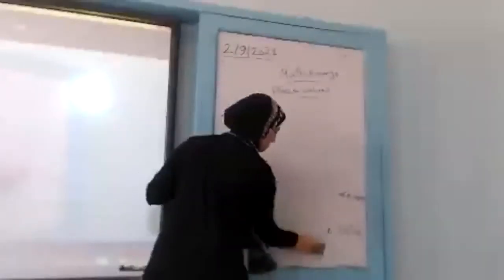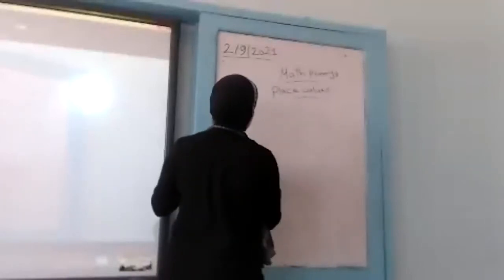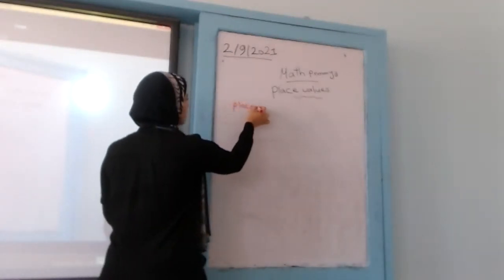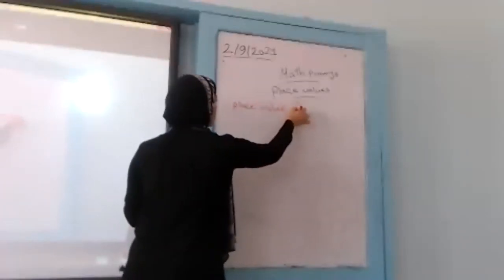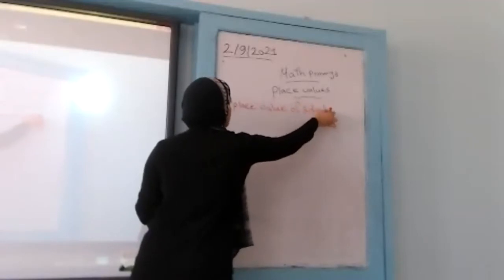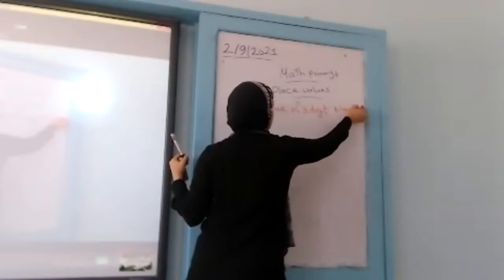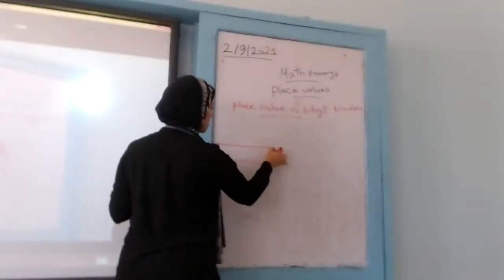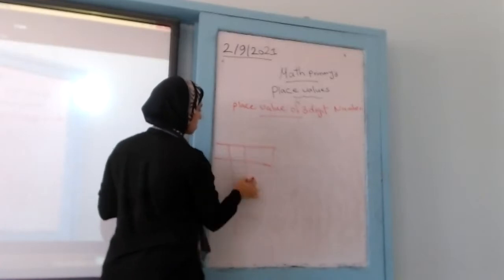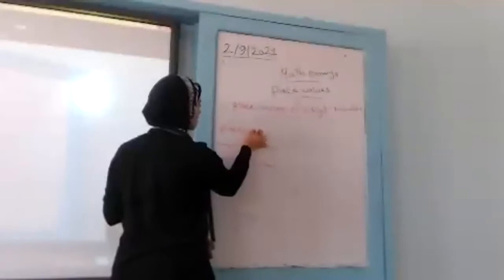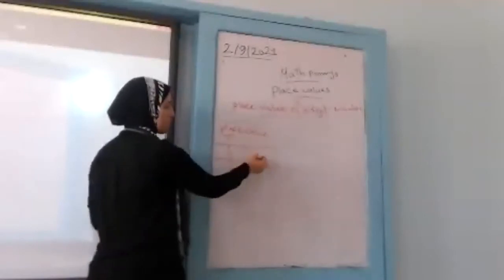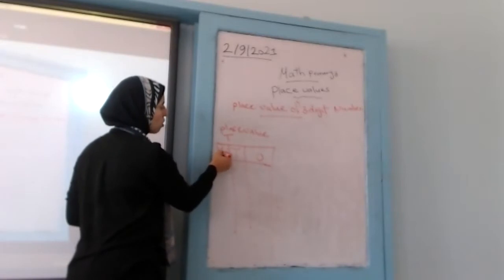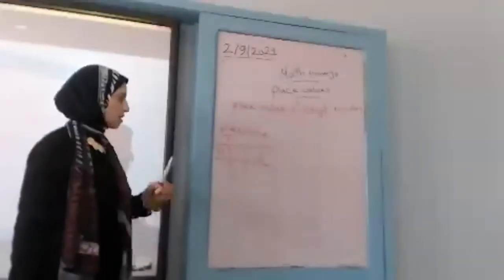Now the value of 3-digit numbers. To make it simple, I create a place value table. I start from the right: ones, tens. The third place is called hundreds.